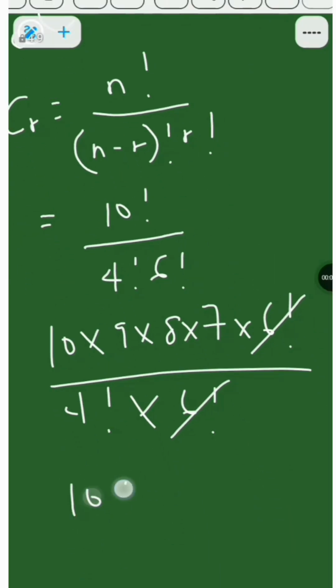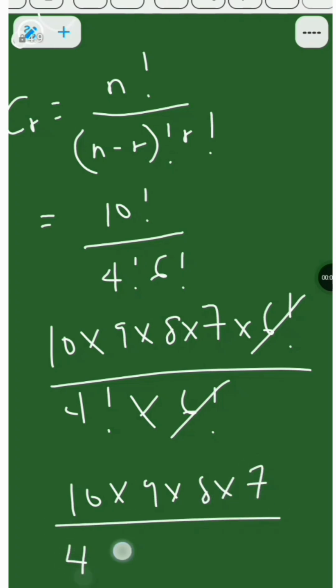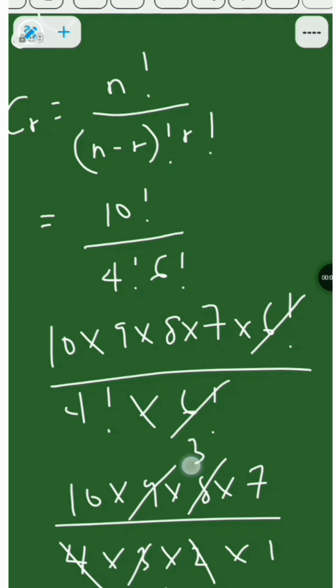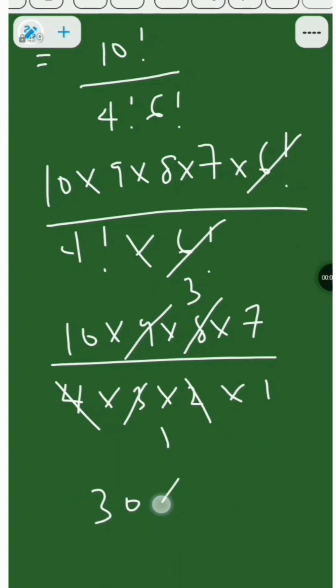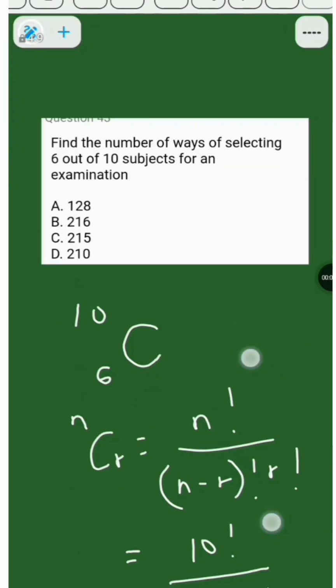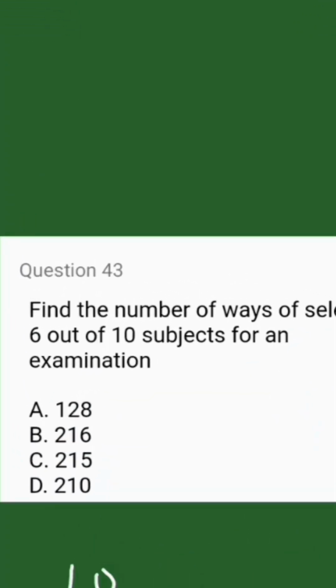So at this point, you have 10 times 9 times 8 times 7 divided by 4 factorial, which is 4 times 3 times 2 times 1. So 4 times 2 is 8. That will cancel this 8 here. You're going to be left with 3 here, 1, 3 in 9, that's 3. So at the top, you have 10 times 3 times 7. If you multiply that, you're going to get 30 times 7. And what's 30 times 7? That will give you 210. So that means there are 210 ways of picking 6 questions from 10. So the final answer is option D.